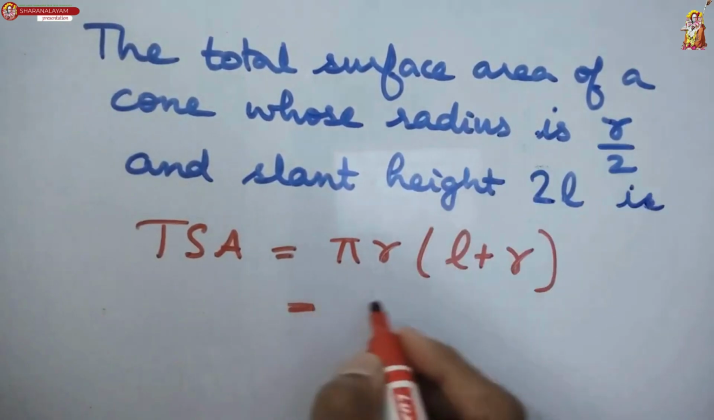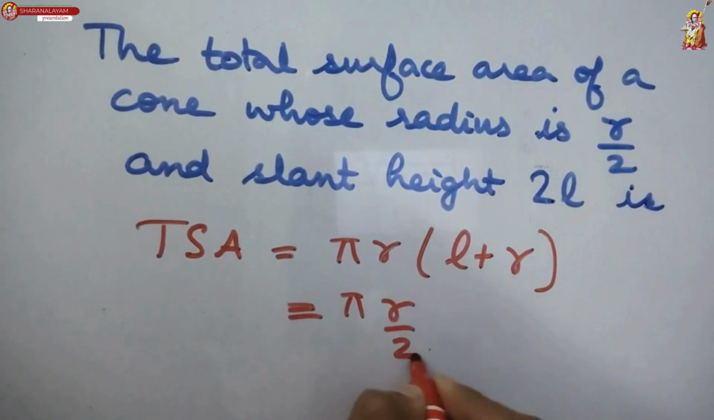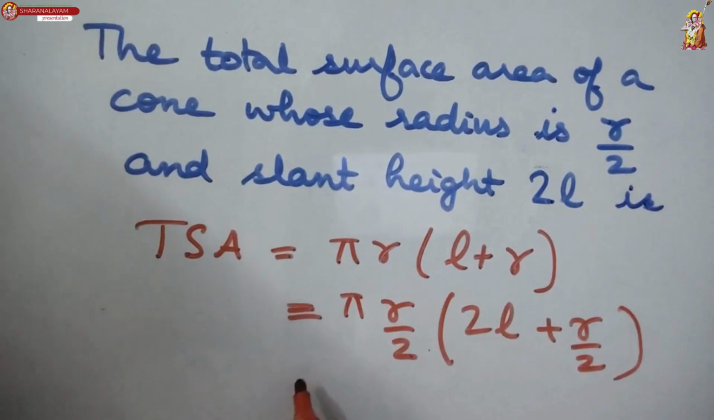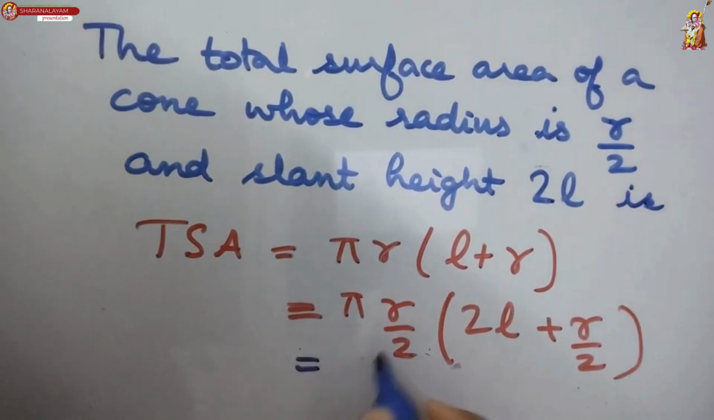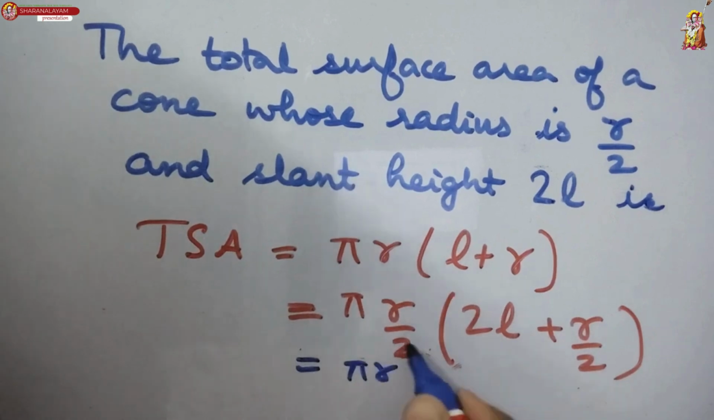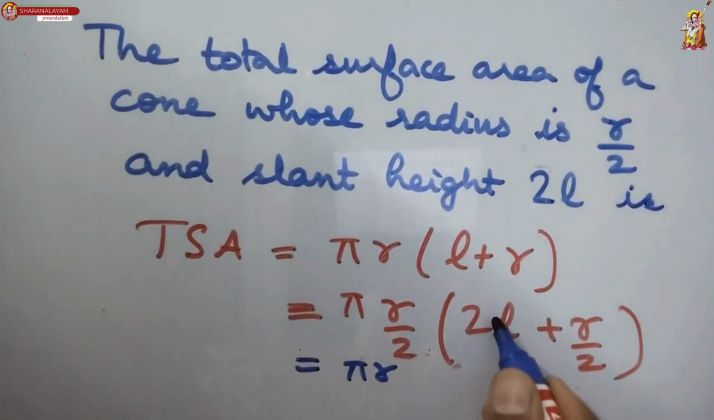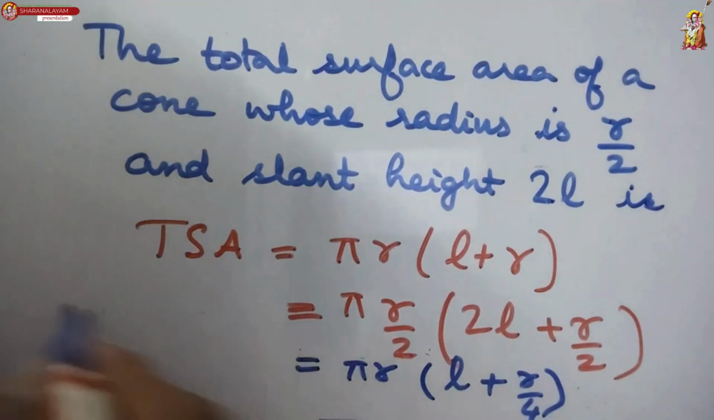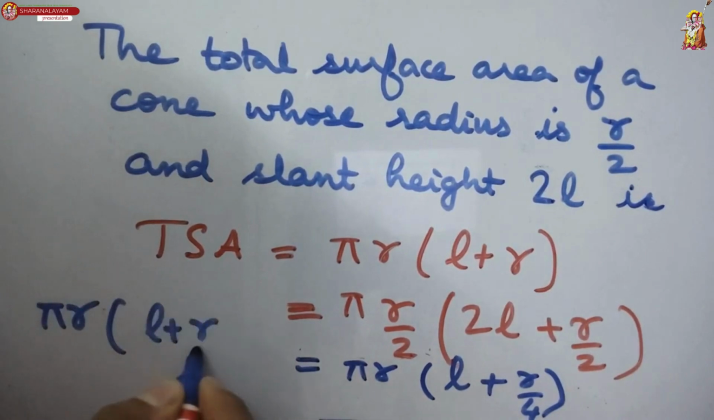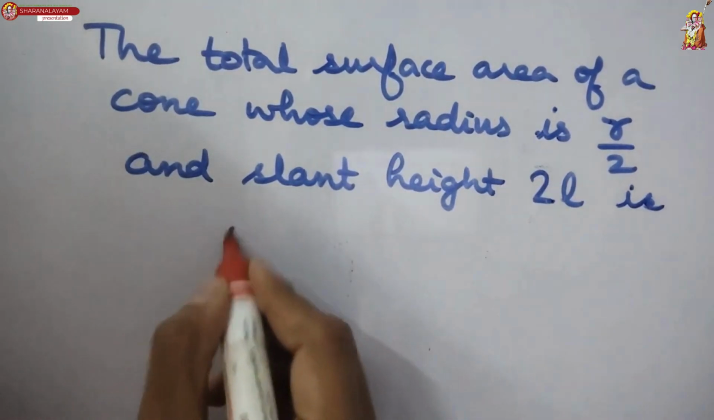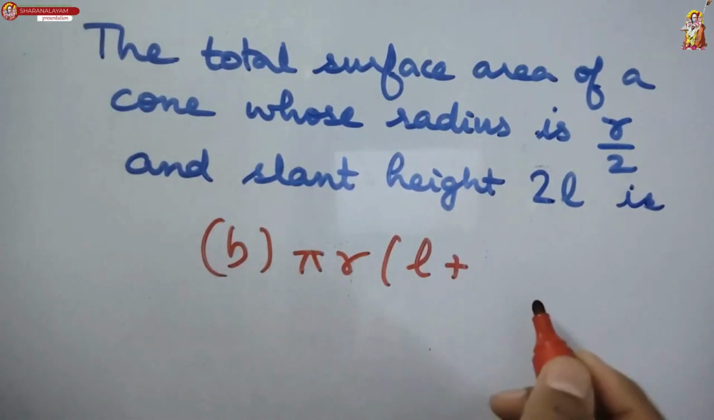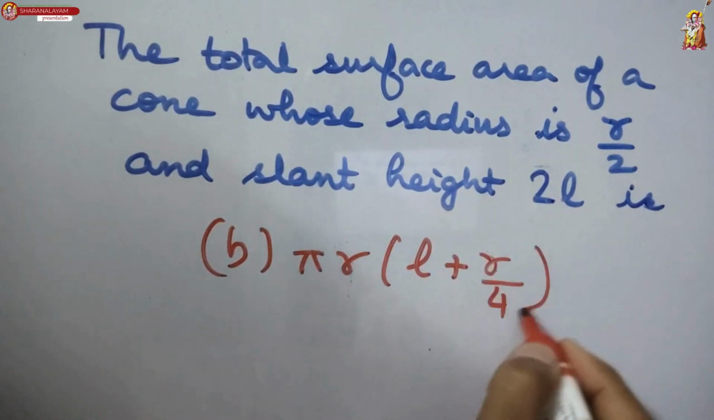Now, radius is r upon 2, so here it will be r upon 2. Slant height is 2l, okay? The radius is r upon 2 as discussed earlier. So what will we get over here? So pi r, let it be as it is. Upon 2, if you take inside the bracket, 2 by 2 cancelled, just l will remain, and this will become r upon 4, right? So that's the answer. Pi r (l plus r upon 4). So the correct option is B, pi r within brackets l plus r upon 4.